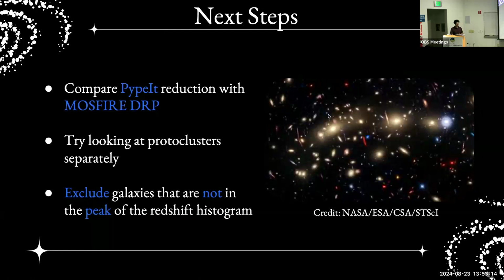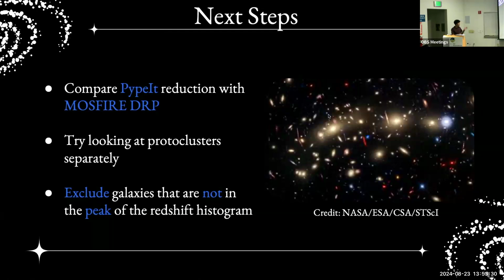So we're going to compare the two. If the MOSFIRE DRP galaxies are valid, and since there's more of them, they'll hopefully result in a much higher N2 peak in our composites and a better N2 detection, which will lead to lower error bars.